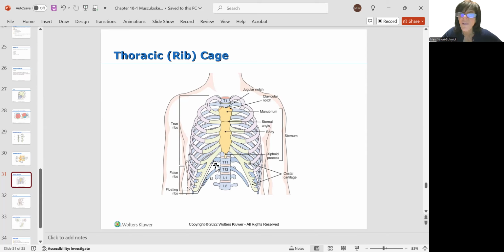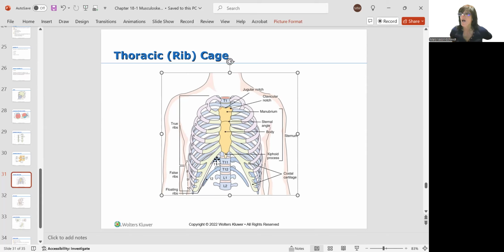Why? Because those last 2 ribs start at your spine, but they don't connect to anything in the front, right? They just kind of float back here, okay? Whereas the other ribs, if you look how they're connected to the manubrium or the sternum, right? The chest plate right in the center of your chest. Those last 2 ribs aren't really connected to the front. They're just kind of there.